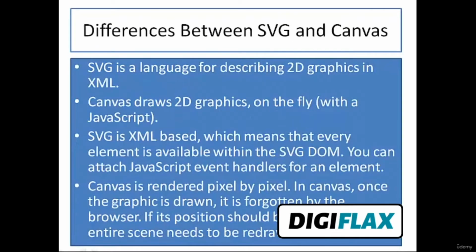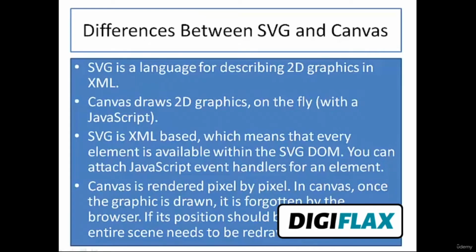So what are the differences between SVG and Canvas, and who is the clear winner among them? SVG is a language for describing 2D graphics in XML, while on the other hand, Canvas draws 2D graphics on the fly with JavaScript. But Canvas doesn't support JavaScript-based event handling, while SVG does.